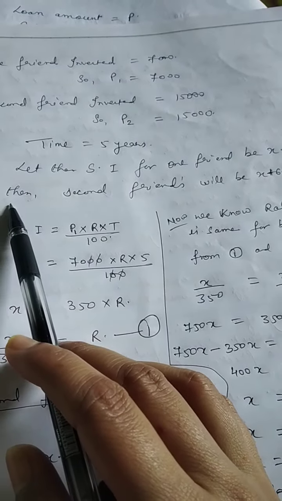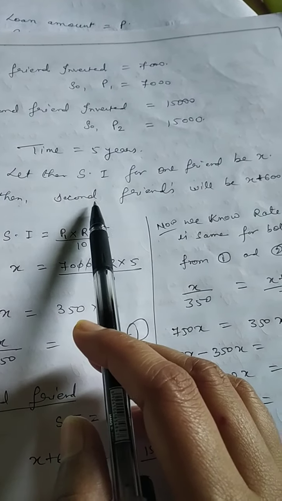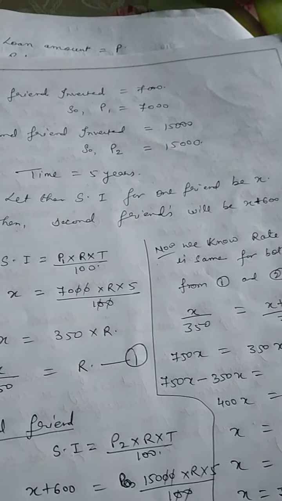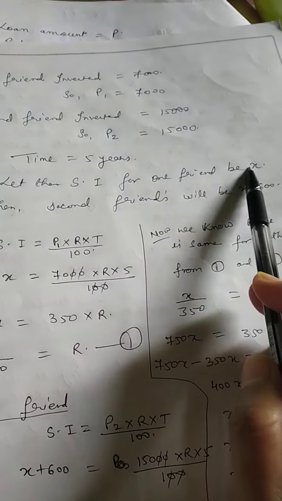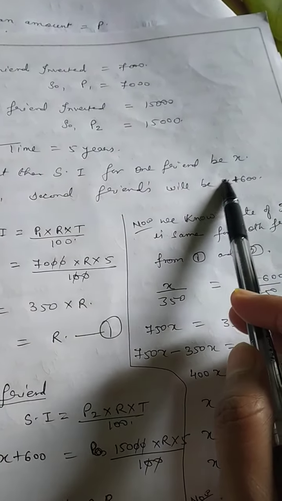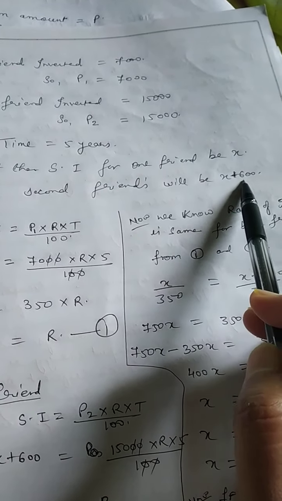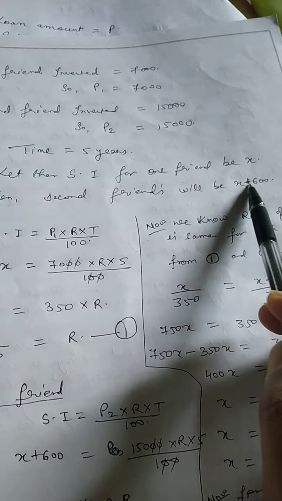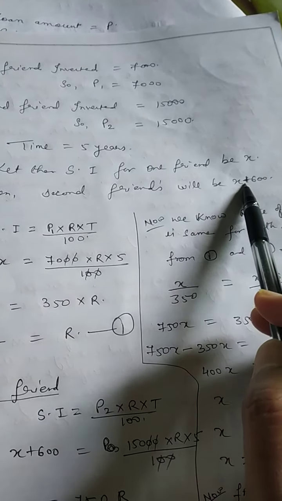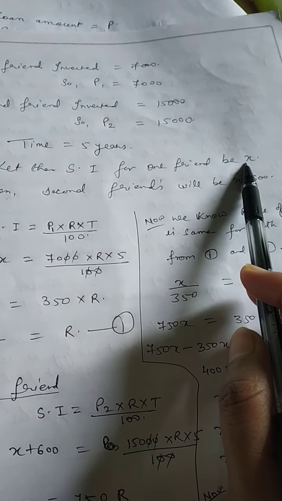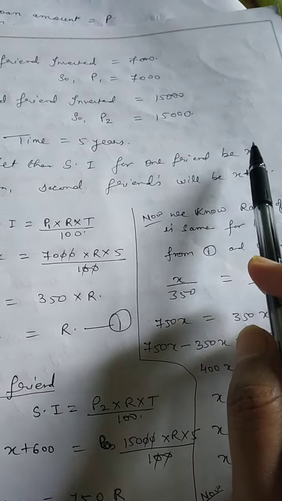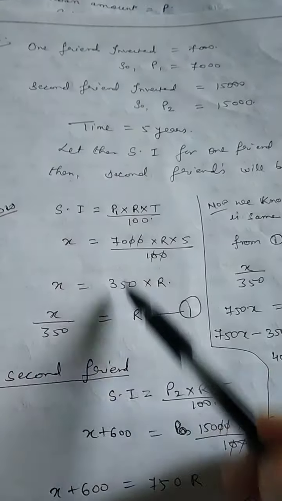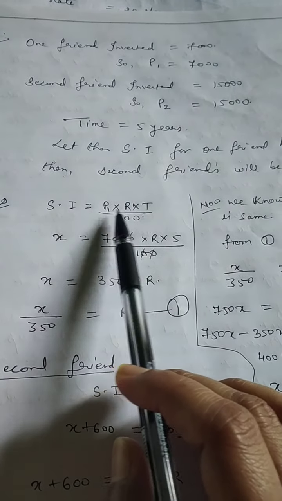But according to the question, what is given? The second friend will get 600 more interest than the first friend. So the first friend is X, and the second friend will be X plus 600, because his interest is 600 more than the first friend. So X plus 600 is the simple interest for the second friend, and X we let as the simple interest for the first friend.